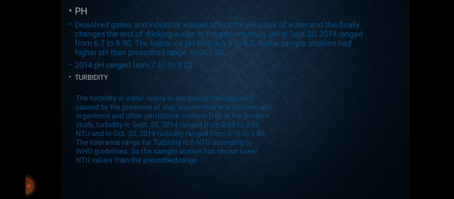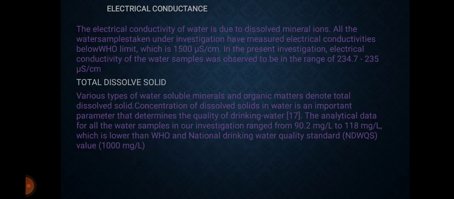Turbidity. The turbidity in water refers to the loss of transparency caused by the presence of clay, organic matter, microscopic organisms and other particulate matter. In the present study, turbidity in September 2014 ranges from 0.04 to 2.35 NTU, and in October 2014 turbidity ranges from 0.16 to 2.60. The tolerance range for turbidity is 5 NTU according to WHO guidelines. So the sample stations have shown lower NTU values than the prescribed range.